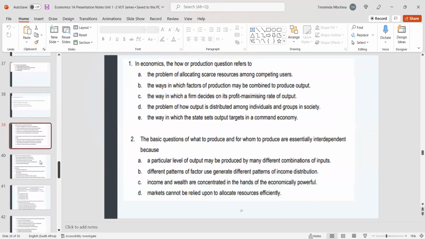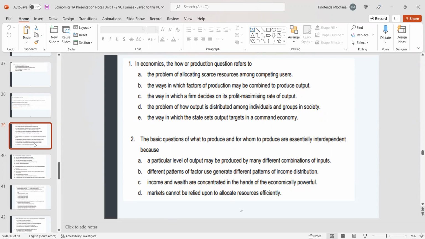Okay. Another attempt, the one without answers. It says here, in economics, the how and production question refers to. Remember, there are 3 economic questions: what to produce, how to produce, and for whom to produce. So what does the how question refer to? We said that when you're talking about how to produce, you're talking about how you mix and match the resources that you have. How do you allocate the scarce resources between the competing needs of the specific economy? So let's look at the answers.